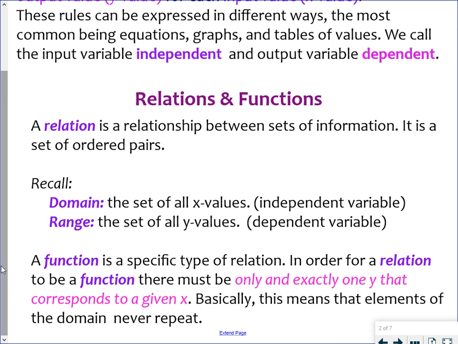A function is a specific type of relation. In order for a relation to be a function, there must be only and exactly one y that corresponds to a given x. Basically, this means that elements of the domain never repeat. So in order for something to be considered a function, our x values cannot repeat.